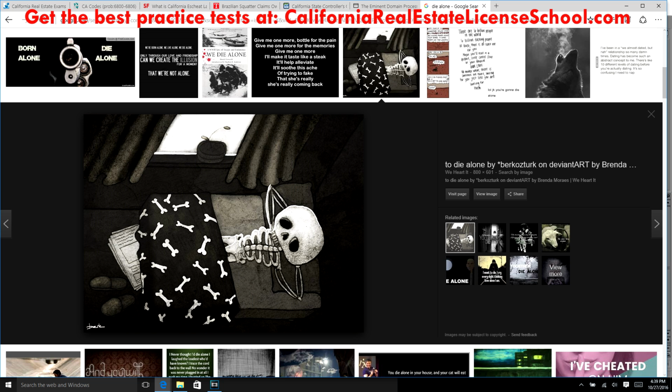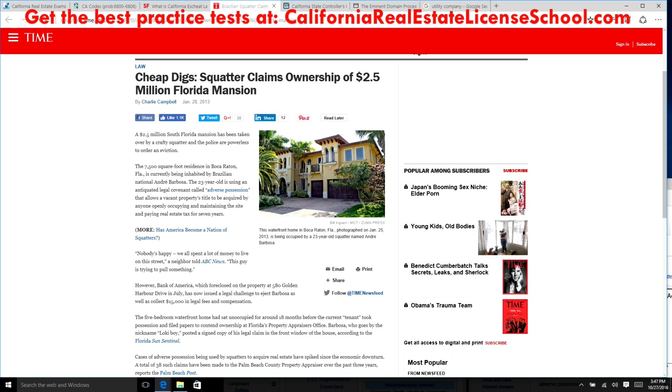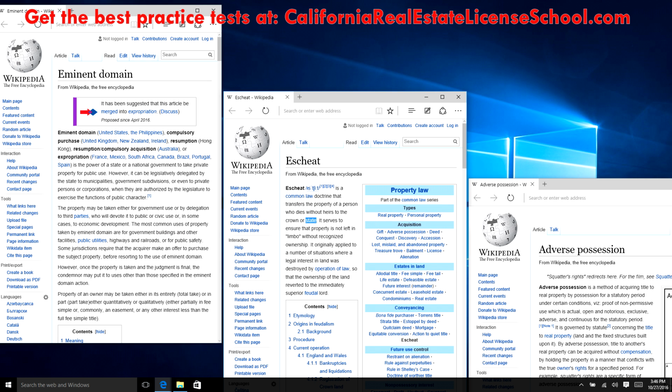And for adverse possession, well, remember our article. Remember our beautiful home being invaded by a homeless, smart Brazilian guy who was trying to get the title of the property, and the neighbors are not happy. Look what they're saying. Nobody is happy. We all spend a lot of money to live on the street. A neighbor told ABC News, this guy is trying to pull something. So everybody is unhappy. This homeless guy got in, and now he's about to become the legal owner of this mansion. Adverse possession, escheat, eminent domain, really important.